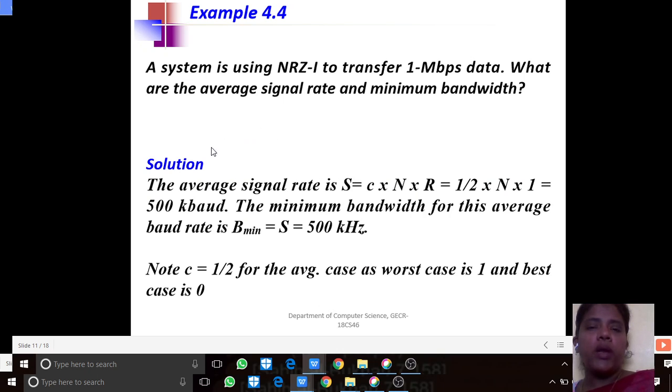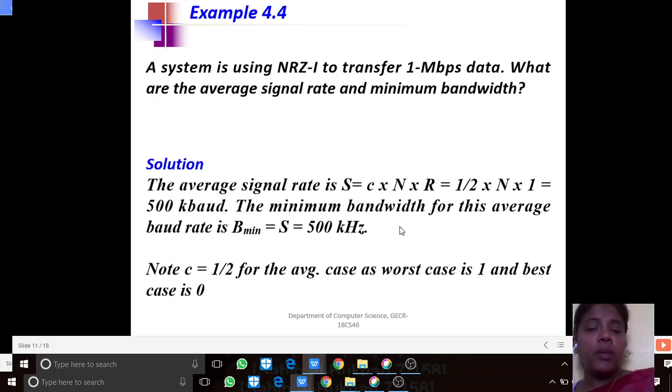So let us see one example. A system is using NRZ-I to transfer 1 megabit per second data. What are the average signal rate and minimum bandwidth? The average signal rate is given by the formula S = c × N × r, where c is the case factor and N is the data rate. Now here c is 1/2, the case factor assumed for the average case, N is 1 Mbps and r is 1. So here it is 500 K baud.